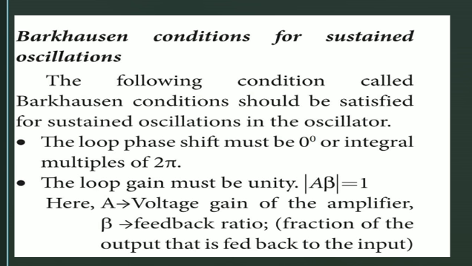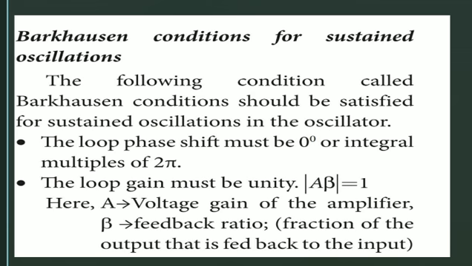The loop phase shift must be 0 degree or an integral multiple of 2 pi. 2 pi is nothing but what? Pi is 180, so 2 pi is 360. Therefore 0 or 360. The loop phase is compulsory 0 degree or 2 pi.